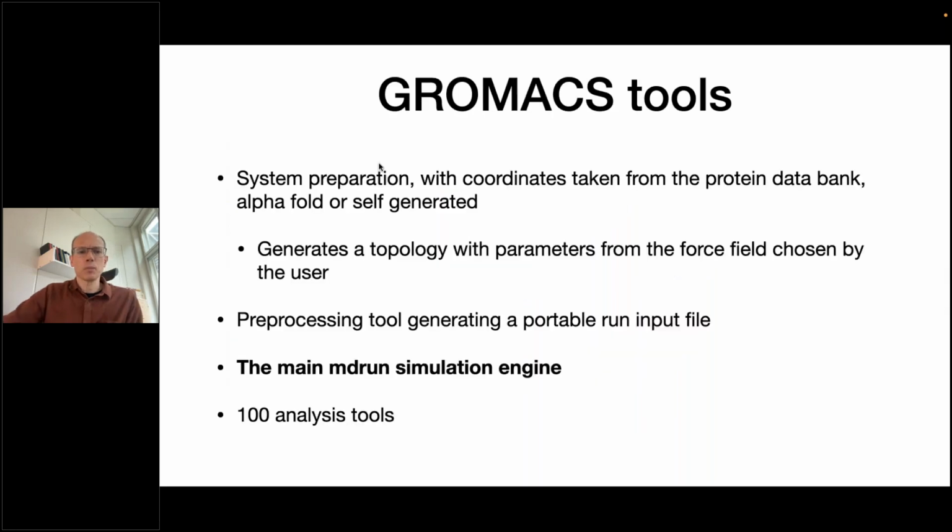Okay, so what does GROMACS consist of? GROMACS consists of several tools. To be able to run a simulation, you need to prepare your system with coordinates, for instance from the Protein Data Bank, AlphaFold, or something self-generated, depending on where you get your input from. There's a tool to generate a topology with parameters from a force field chosen by the user. There are also other tools available from other packages that generate topologies for GROMACS, so that can be converted. Then we have a pre-processing tool that generates a portable run input file that you can move to an HPC machine or wherever, which contains all the information for the simulation.